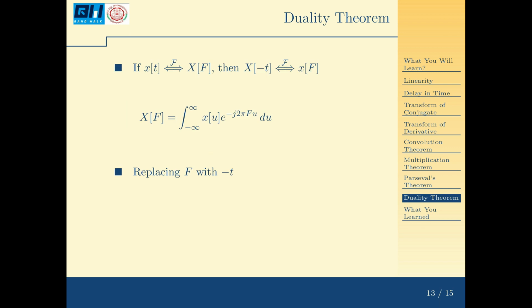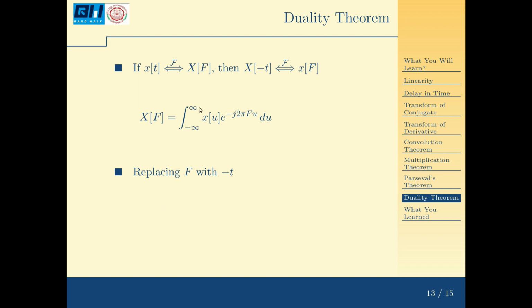Then there is a duality theorem. What this says is if the Fourier transform of small x(t) is capital X(f), then small x(f) is a Fourier transform of capital X(minus t). What you have to understand is I have a time domain signal small x(t), its Fourier transform is capital X(f). Then capital X(minus t) has a Fourier transform of small x(f).